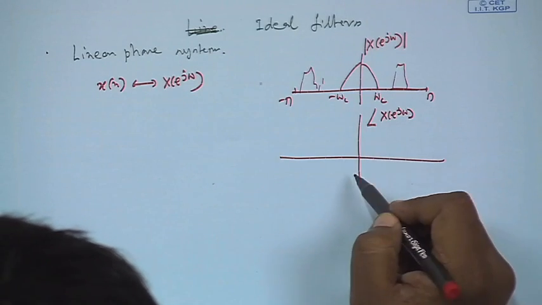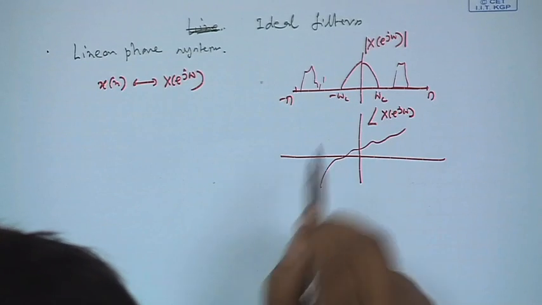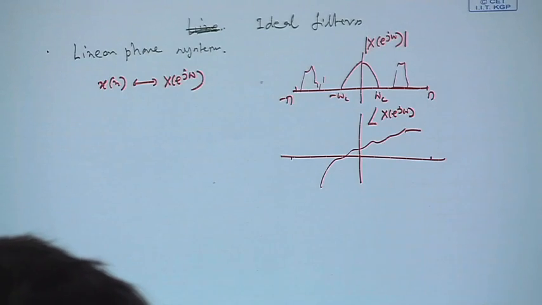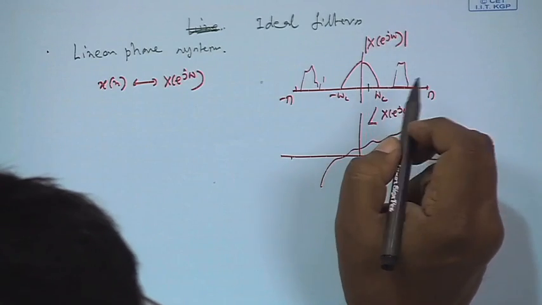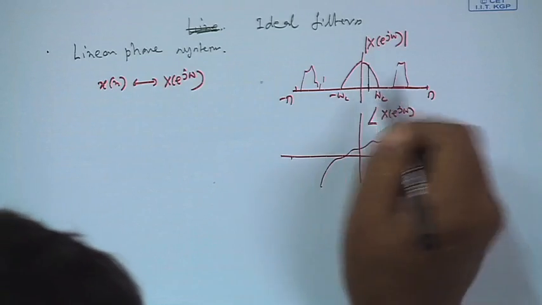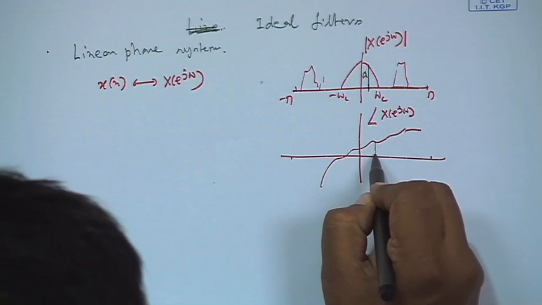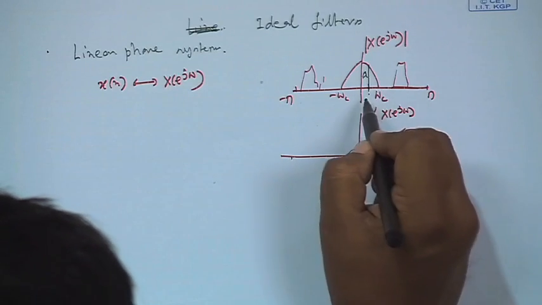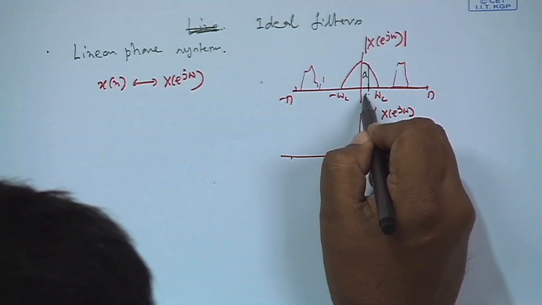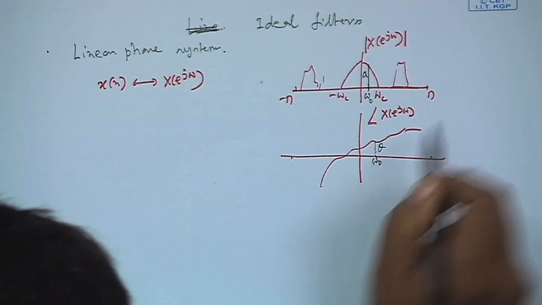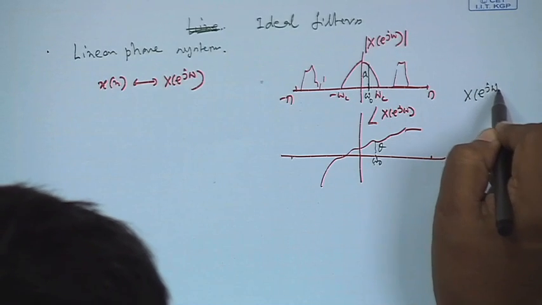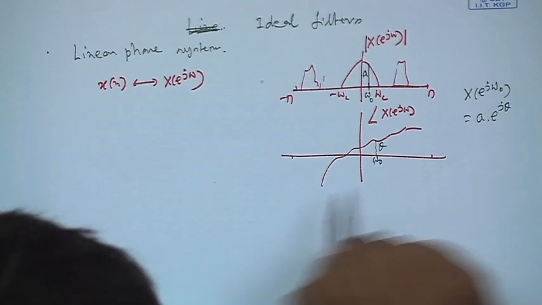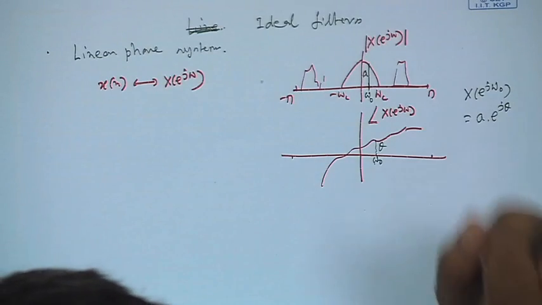Angle could be anything. Suppose angle is like this, from minus pi to pi. Okay. That means, at any frequency, suppose at this frequency, height magnitude is say a and angle is say theta at the same frequency. Then suppose the frequency is some omega naught, same omega naught. That means, at omega naught, the DTFT, that is x e to the j omega naught, will be magnitude a times e to the power j theta. This is the meaning of this. This is how to connect these two to get the actual DTFT.